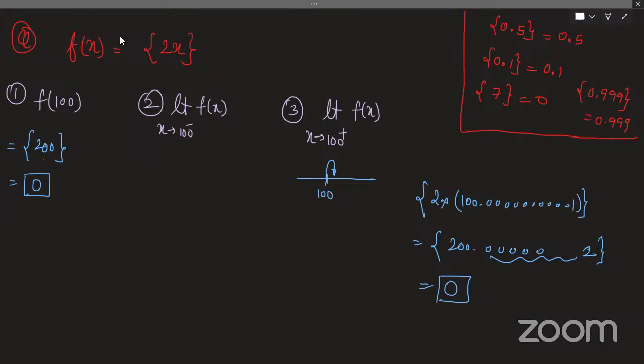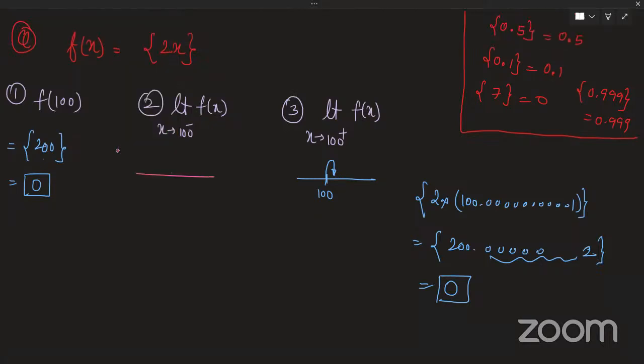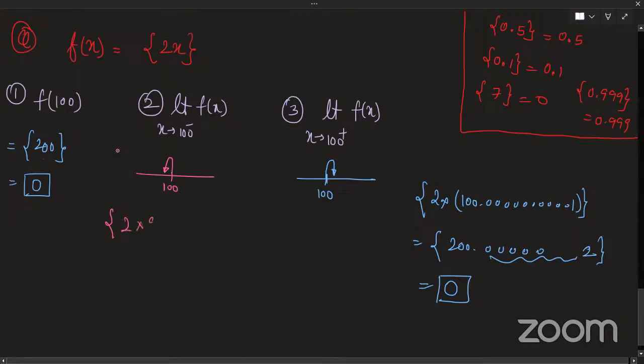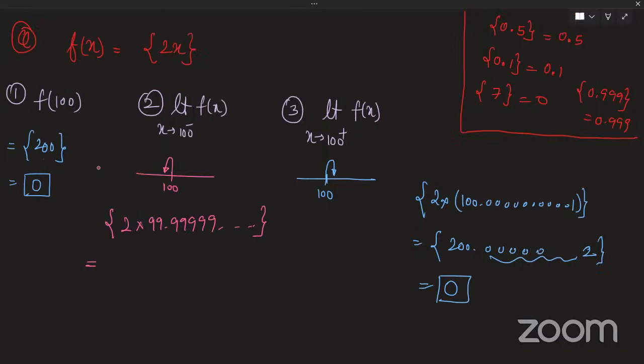Now let us discuss this one. This one is a really special case. It is 100, but it is on the left side. So it is 99.999, like that, 999. So it will be the fractional part of 2 times 99.999999, so many times. Fine? Everyone? Yes, sir.